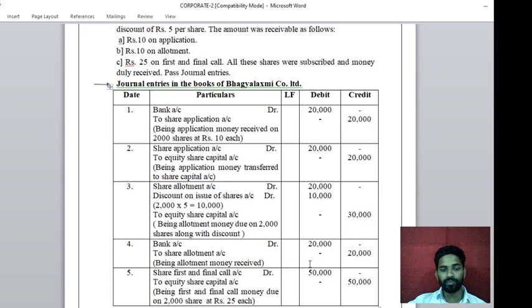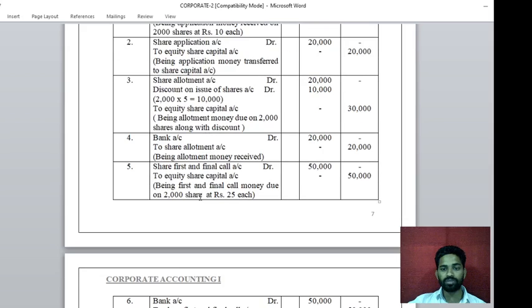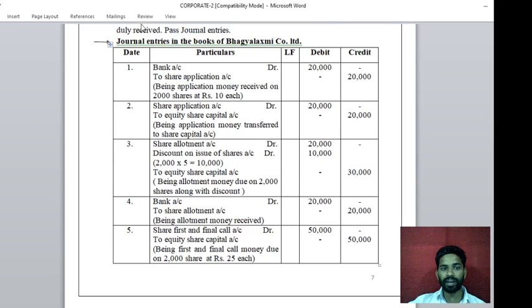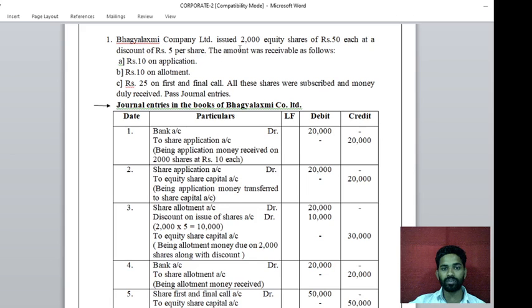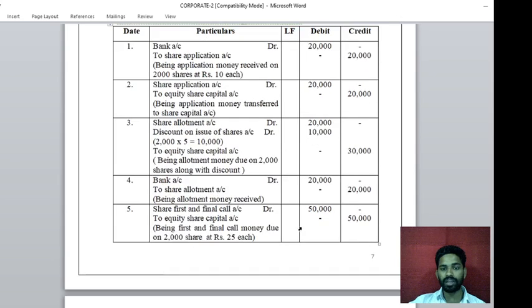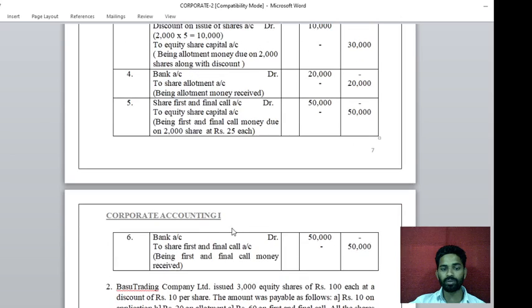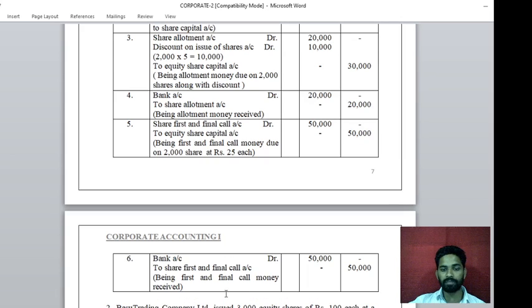Next, the last transaction is rupees 25 on first and final call. Share first and final call account debit rupees 50,000 to equity share capital account credit rupees 50,000. It means 25 into 2,000 is 50,000. This 50,000 is going to be received, so bank account debit rupees 50,000 to share first and final call account credit rupees 50,000, being first and final call money received.